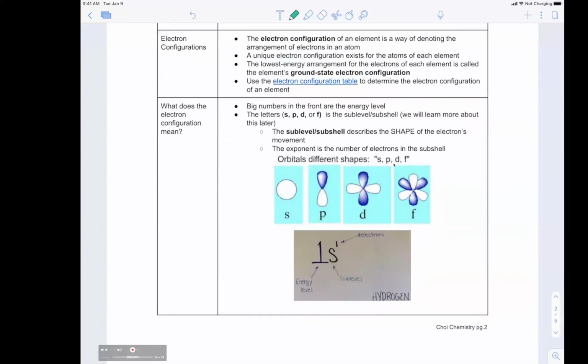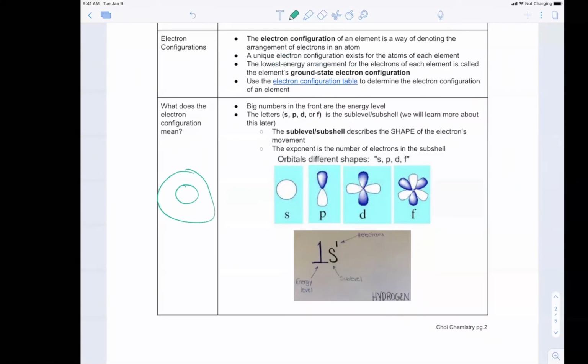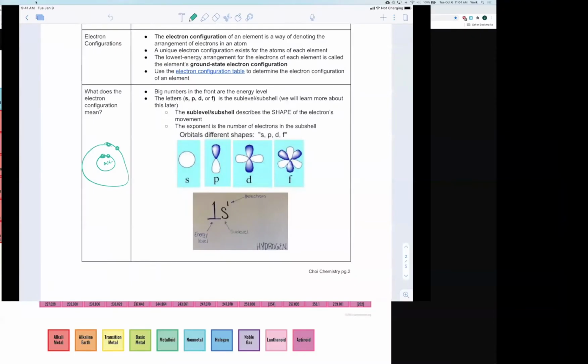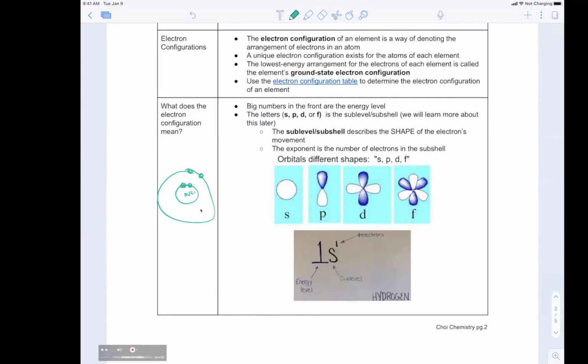If you remember, if we draw a Bohr model for an atom, so let's say I just draw a random atom, and then here inside is the nucleus. It's similar to planets orbiting the sun, right?